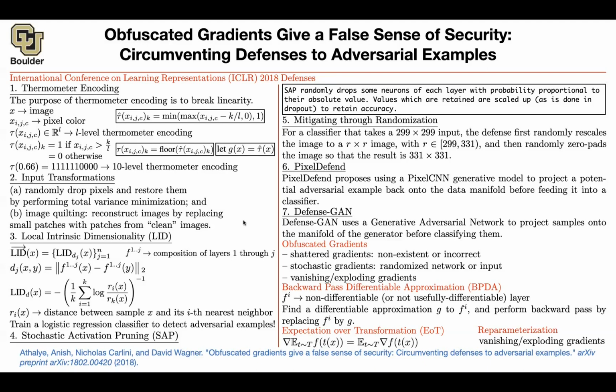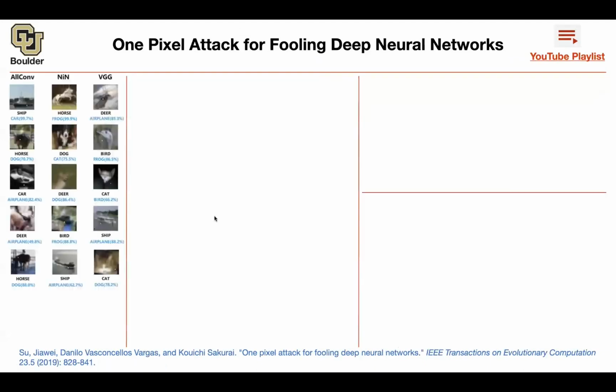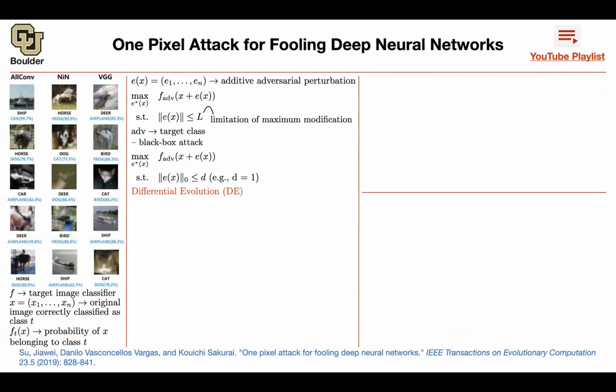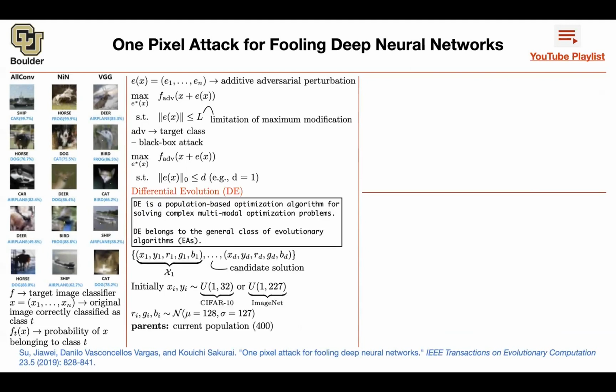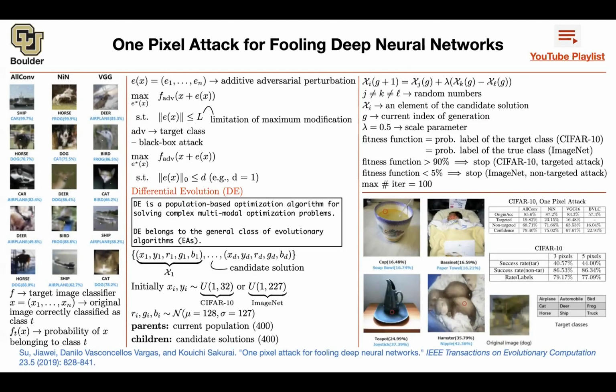In that case, I guess I can move on to one pixel attacks. This was an assignment for you to watch. Any questions about this? This paper is crazy. You can modify a single point in your image, or a handful of pixels, and then your neural network is going to make mistakes. Not only that, this is a black box attack. You don't even need to know your architecture. And it's going to work through an evolutionary algorithm.